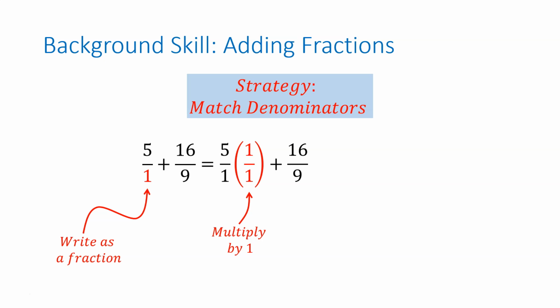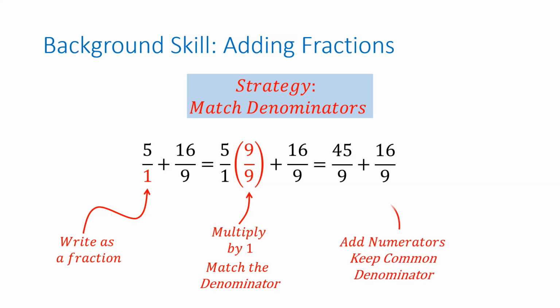We want to match the denominators, so we're going to write 1 in a special way, namely 9 over 9. 5 times 9 is 45, and 1 times 9 is 9. So we have 45/9 plus 16/9. Now that the denominators match, we can add the numerators and keep the common denominator. In the end, we get 61/9.